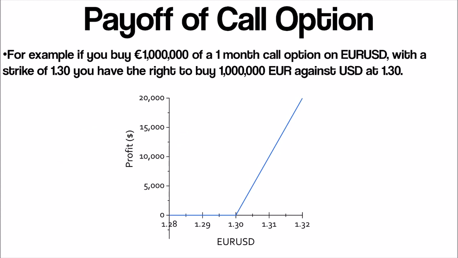Okay, so this is the payoff of our call option at expiry. If the exchange rate is 1.3 or below, and we're buying euros against dollars at an exchange rate of 1.3, it wouldn't be sensible to exercise the option because we'll make a loss.